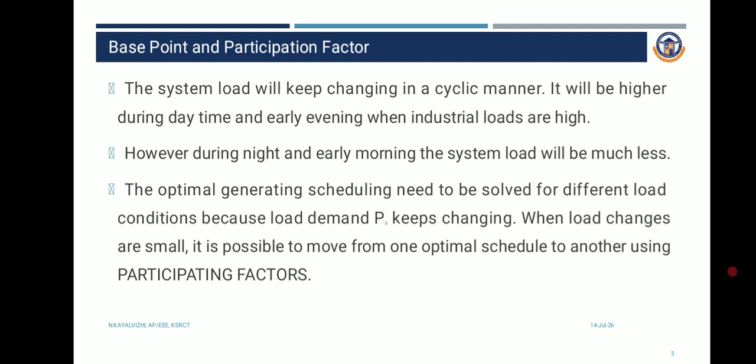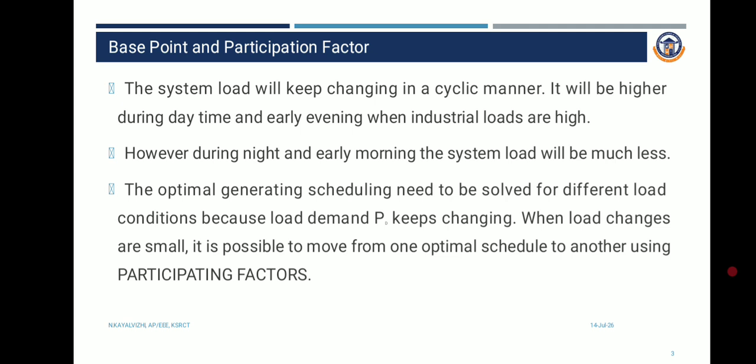In this base point and participation factor method, the system load will keep changing in a cyclic manner. It will be higher during daytime and early evening when industrial loads are high. However, during night and early morning, the system load will be much less. The optimal generation scheduling needs to be solved for different load conditions because the load demand P keeps changing.